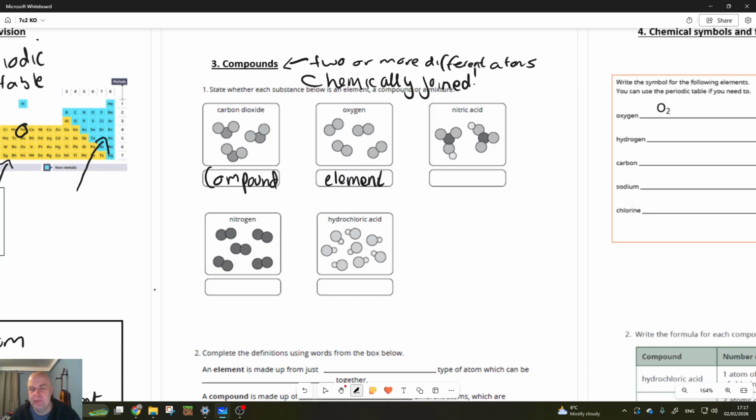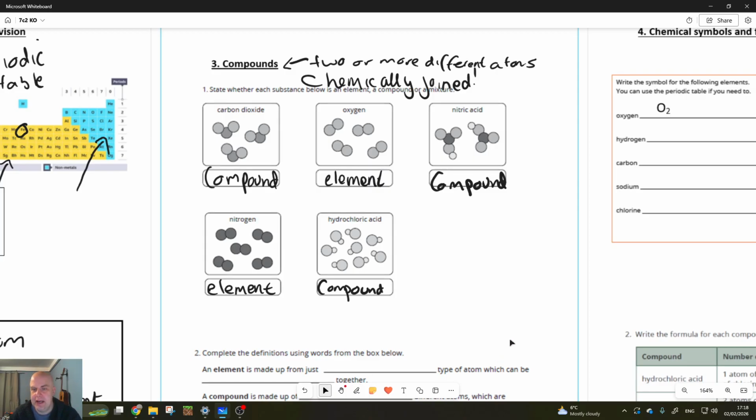What about this one? We have different colour circles joined together. What do you think it is? Yes, it's a compound. This one here, the same colour circle joined together, that's an element. Finally, we have two different size circles here, slightly different colours too, joined together. That is a compound.